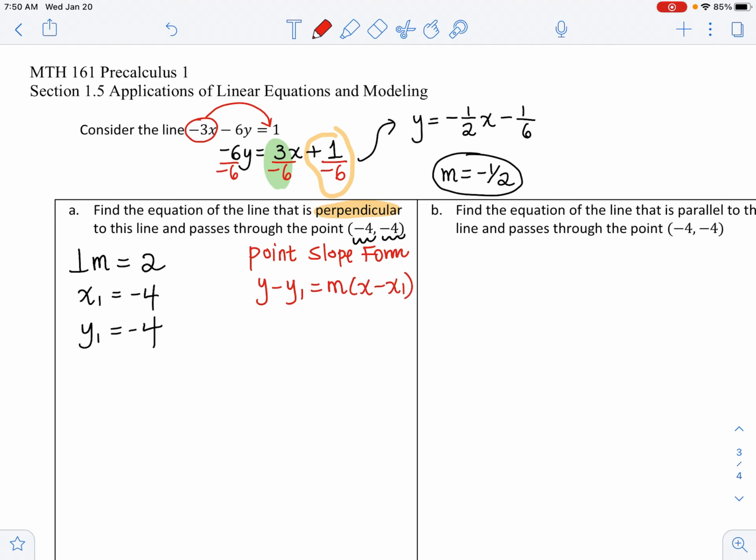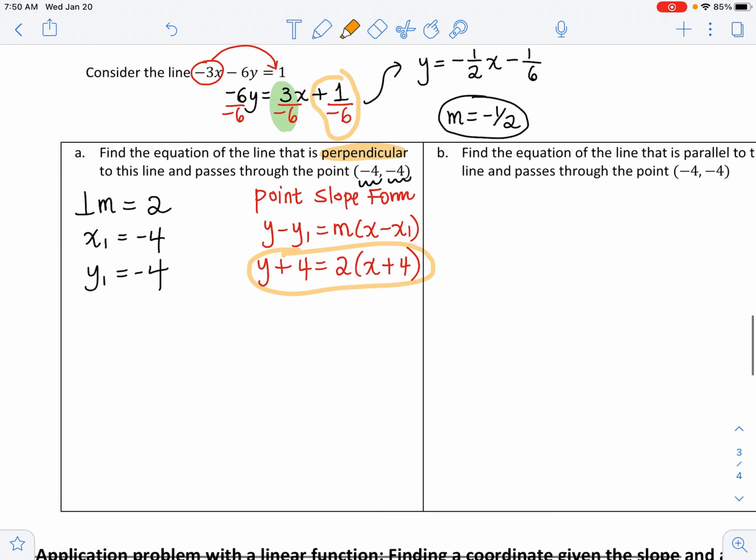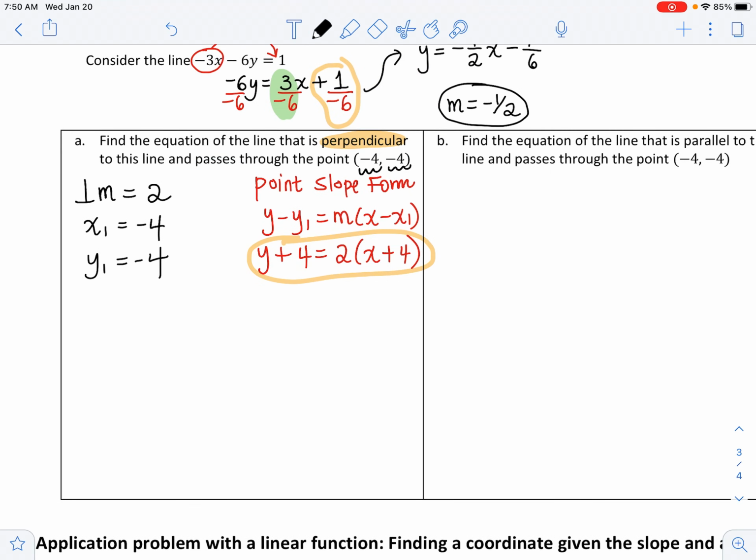Plug everything in. That's going to be y minus negative 4, right? But I'll write it as y plus 4 equals m is 2, and we do x minus negative 4, so we get x plus 4 there. So I got the point slope form. But let's continue. Let's distribute and subtract the 4. Let's put this in slope-intercept form.